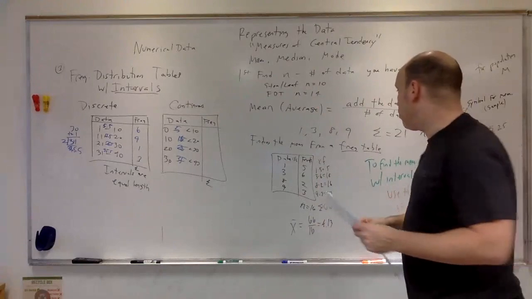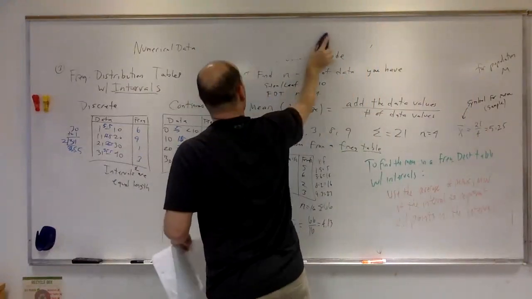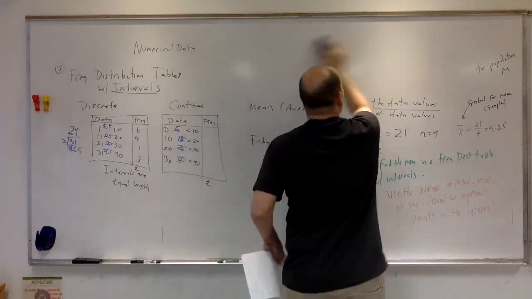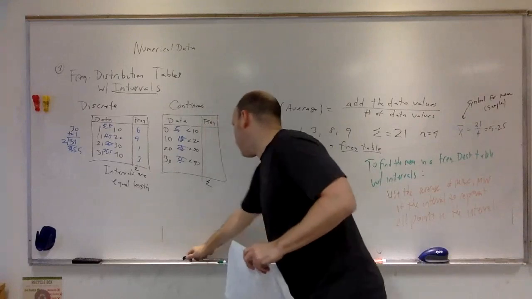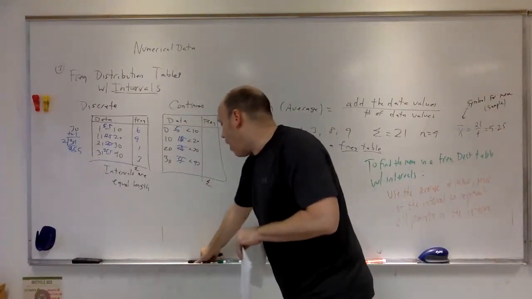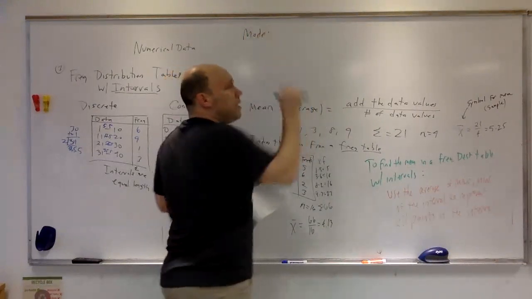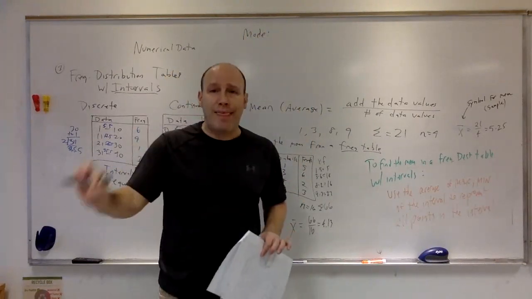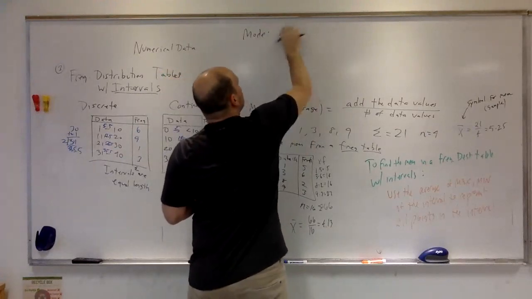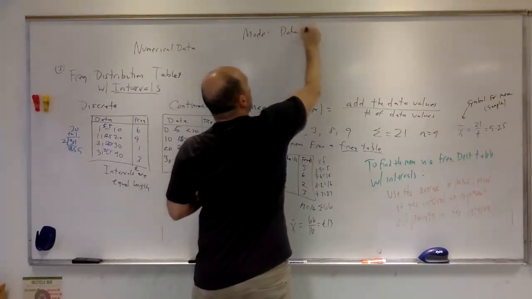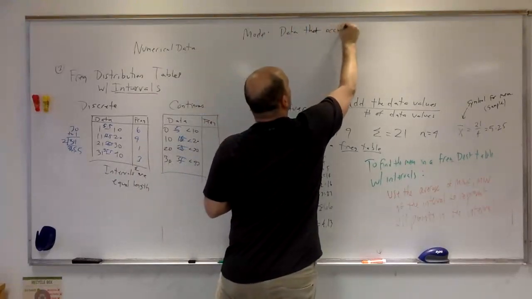Good. Mode. I'm going to keep everything up. Mode is not the number that occurs the most. Mode is the number that occurs more than the others. Data that occurs more than the others.